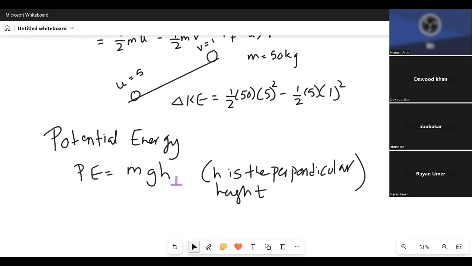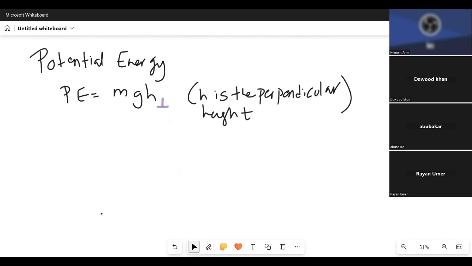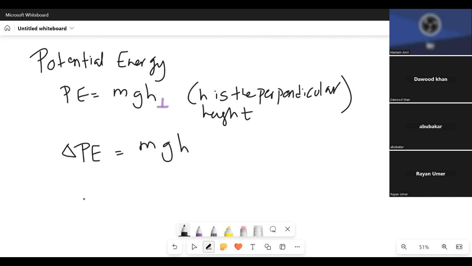Now, this formula is for finding potential energy at a particular height. You'll have the mass, you know g is 10 meters per second squared, and you'll be given a height, and you'll be asked to find potential energy at this particular height. And if you have to find delta PE, the change in potential energy, then it's the same formula: mgh1 minus mgh2, provided h1 is bigger than h2.